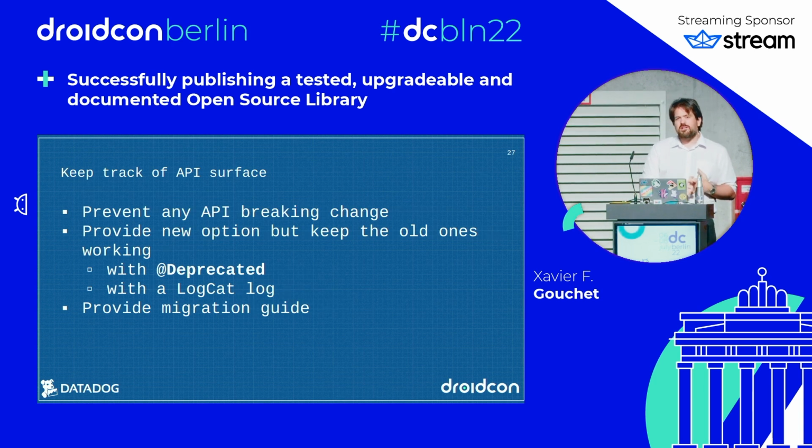I know that OkHttp does it quite nicely. They have this full migration guide. And of course, Android X, for the support, the AppCompat library, they also did great work. They say, hey, if you're using this from AppCompat, use this from Android X.